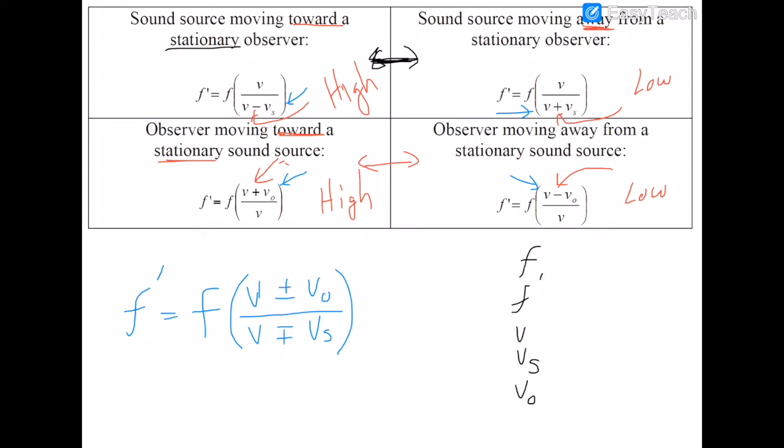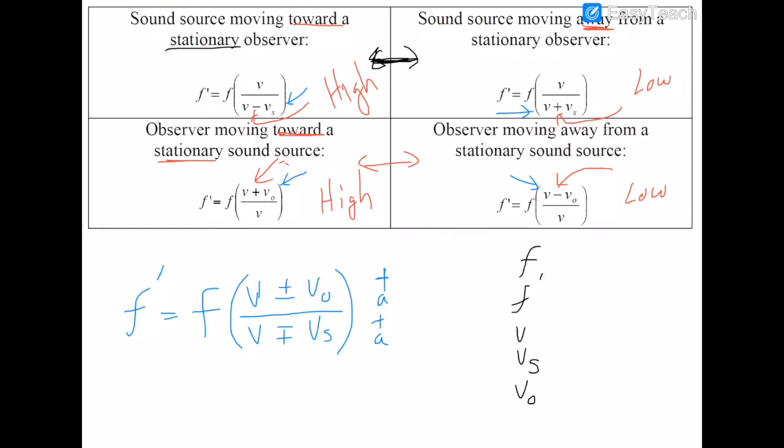And if you do it that way, then you can remember this. Towards, away, towards, away, towards, away. Okay? Towards, away, towards, away. So if you have an observer moving towards the sound source, you'd use a plus. If the observer is running away from the sound source, you'd use a minus. If the sound source is running towards you, the observer, then you use a minus. If the sound source is running away from you, you'd use a plus.